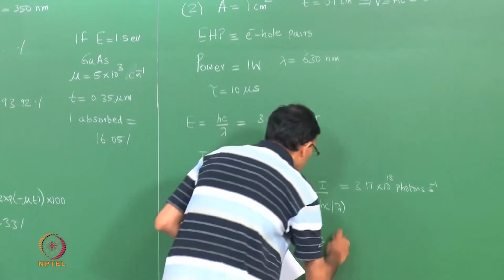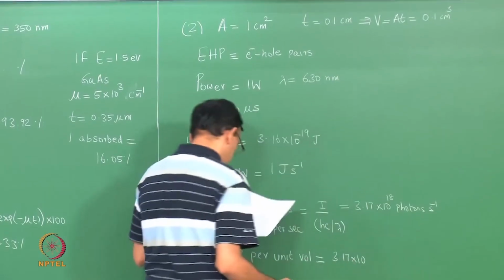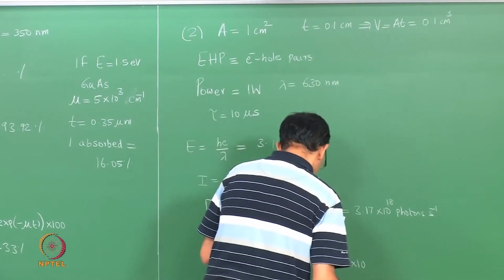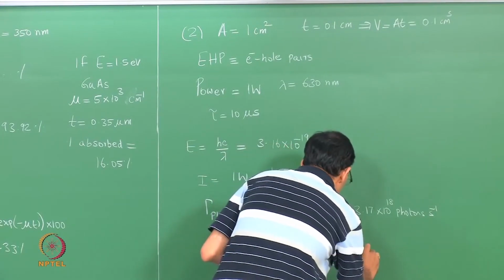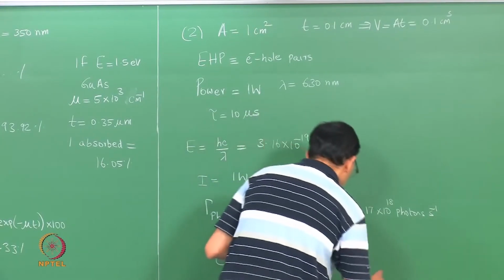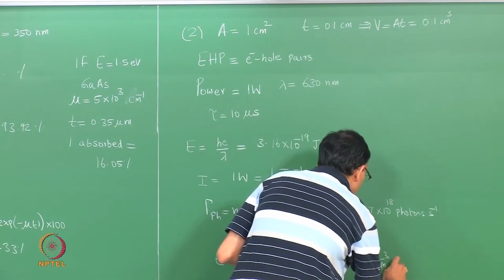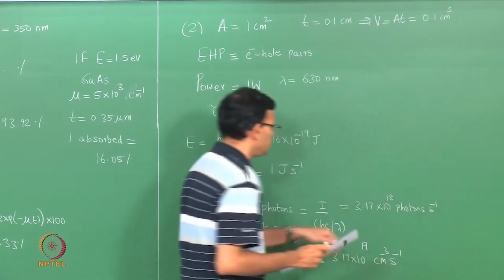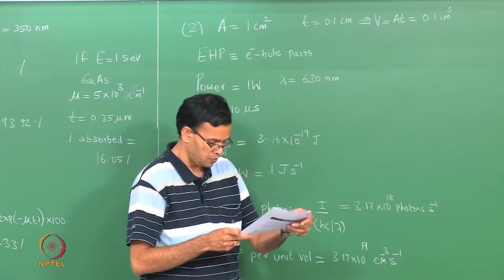So, the number of electron hole pairs per unit volume is nothing but 3.17 times 10 to the 19 per centimeter cube per second. So, you are just dividing the number of photons by the volume.